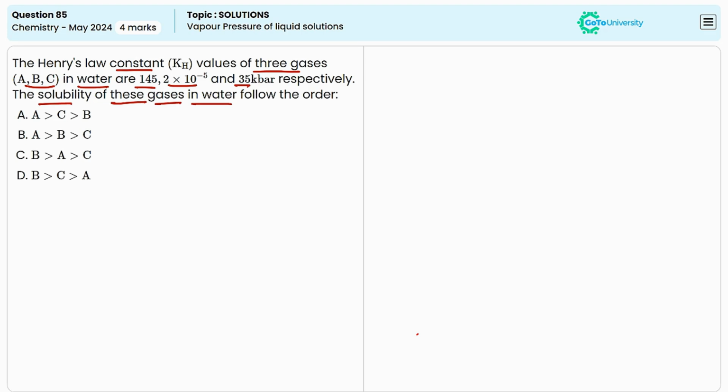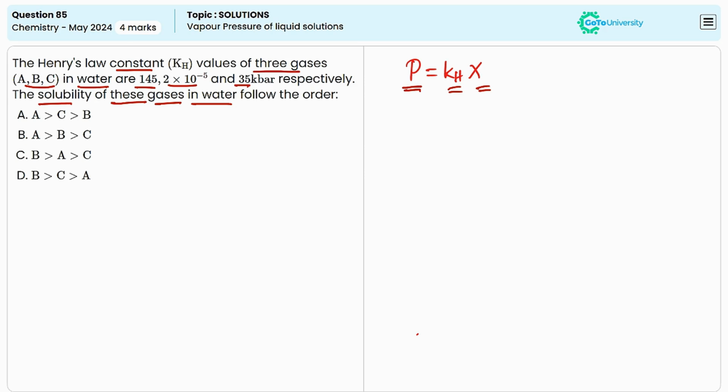According to Henry's law, the amount of gas that dissolves in a liquid is directly proportional to the partial pressure of the gas above the liquid. And mathematically we can write the partial pressure of the gas P is equal to Kh into X. Here Kh is the Henry's constant and X is the mole fraction of the gas in the solution.